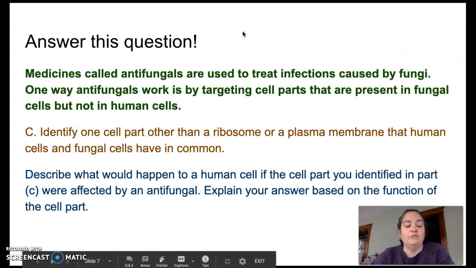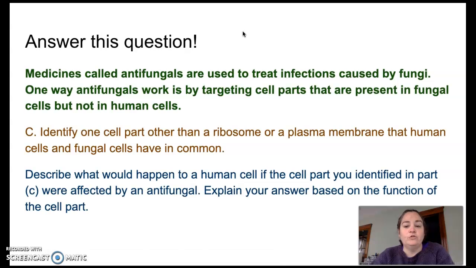This was the second half of the question. Medicines called antifungals are used to treat infections caused by fungi. One way antifungals work is by targeting cell parts that are present in fungal cells but not in human cells. So here we have to tack back onto the taxonomy that we just studied, looking at the difference between animals, plants, fungi, and protists. Other than a ribosome or a plasma membrane that human and fungal cells have in common, well, they have a nucleus, mitochondria, ERs, Golgis, lysosomes. They have all of the same eukaryotic cell parts in common.